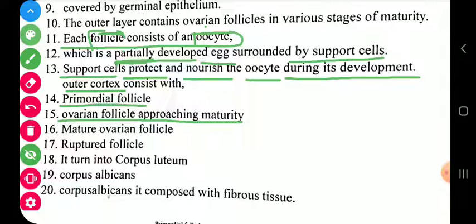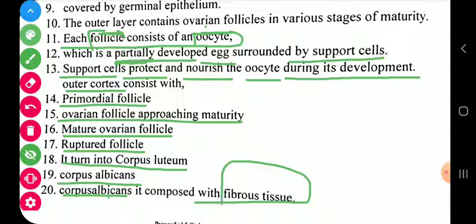Then we have the mature ovarian follicle. We have the ruptured follicle. Now the ruptured follicle turns into corpus luteum. We saw that. Finally, we have corpus albicans. Now these are, as I said, in different time periods, not at the same time. Corpus albicans is composed of fibrous tissue.